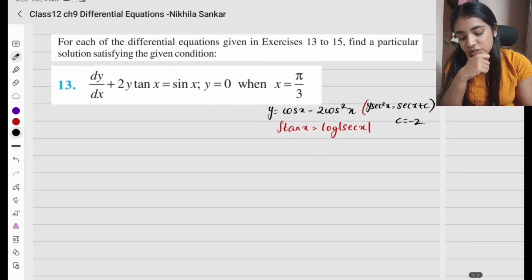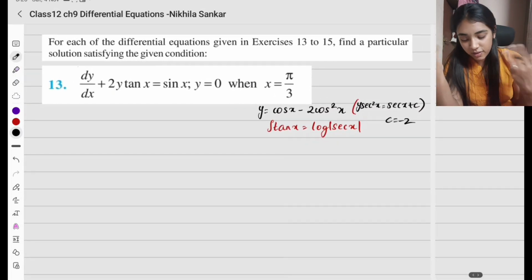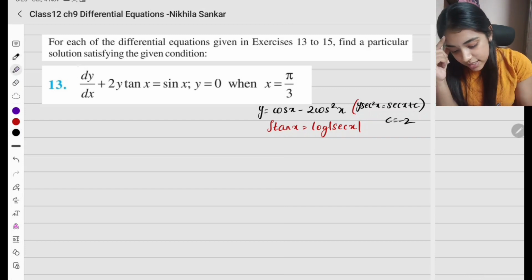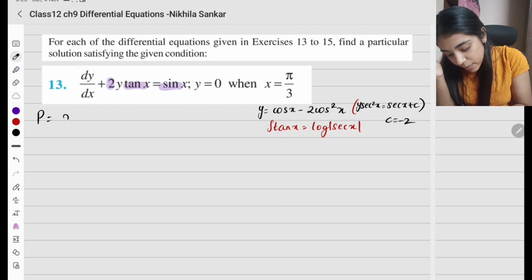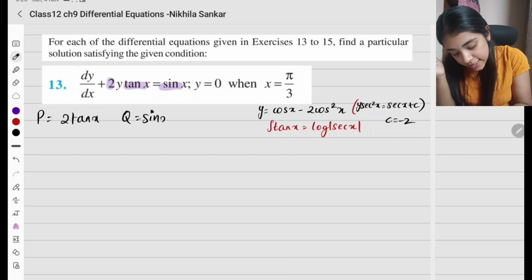Question number 13. So far it was the general solution, now a particular solution. That's all. Okay? Now, this 2 tan x is my p and sin x is going to be my q. Okay? Shall we do it? p equals 2 tan x and q equals sin x.